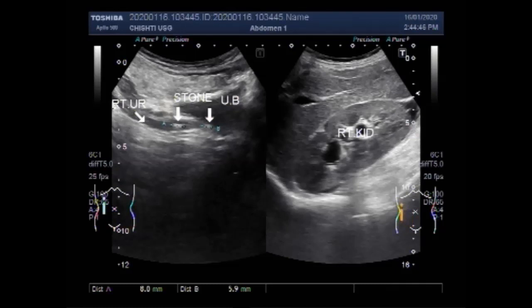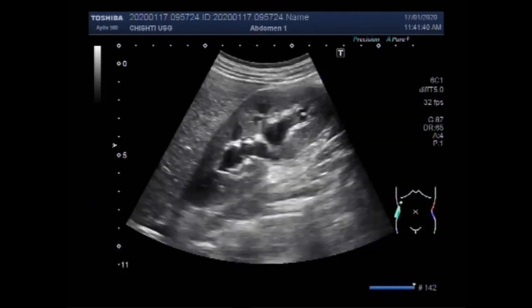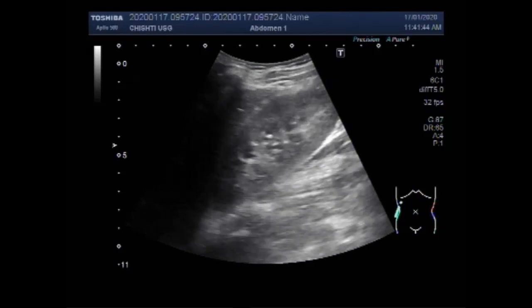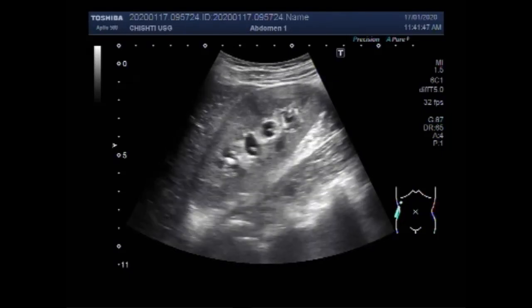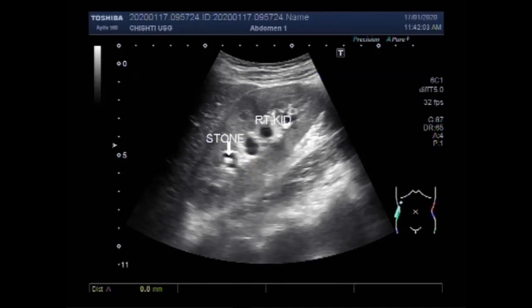Now you are going to see another case of ureteric stone just after the conclusion of this video. Now you are going to see the third case of focusing of the ureteric stone. You can see the right kidney, and there is a small renal stone, and the kidney shows hydronephrosis with the hydroureter.